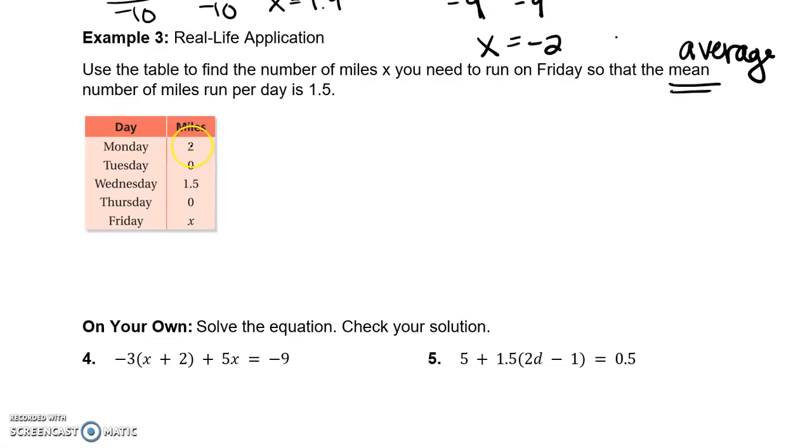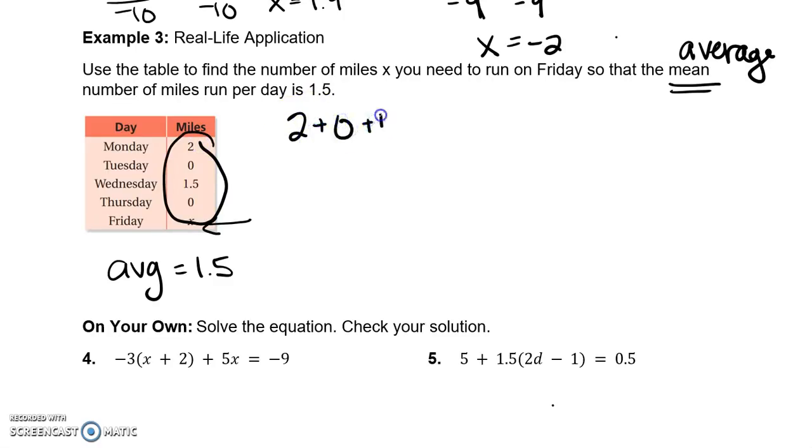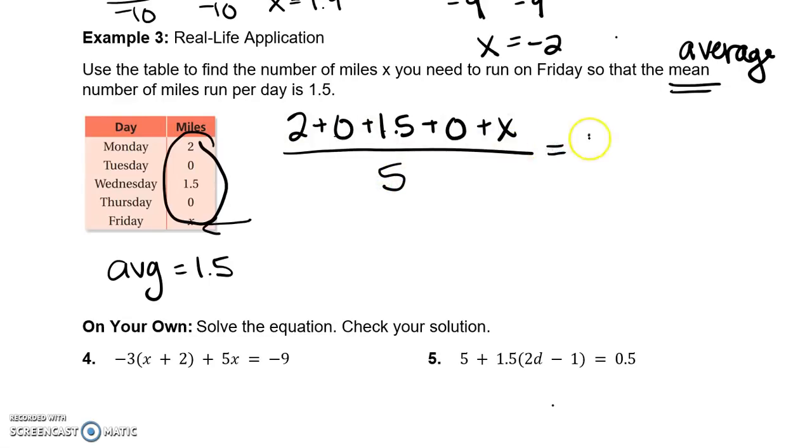So if the person ran 2 miles on Monday, 0 miles on Tuesday, 1.5 miles on Wednesday, 0 on Thursday, we need to find how many miles on Friday so that their average is 1.5. And what I said earlier, how do we find average? We add them all up and divide by how many we have. So we are going to add these all up: 2 plus 0 plus 1.5 plus 0 plus x. Monday, Tuesday, Wednesday, Thursday, Friday. Divide by how many we have. We have 5. We want our mean to be 1.5. We want our average to be 1.5.